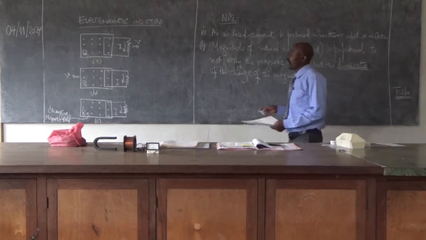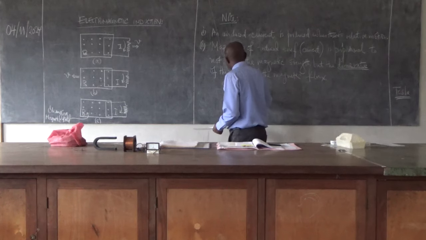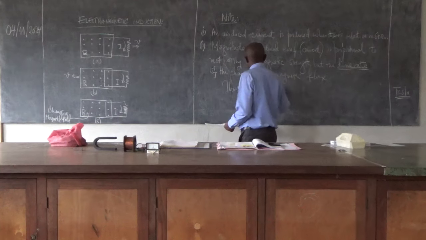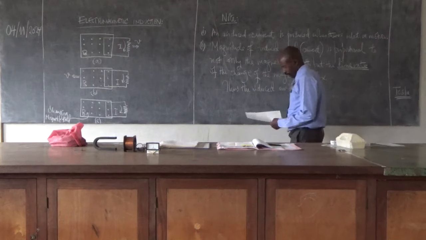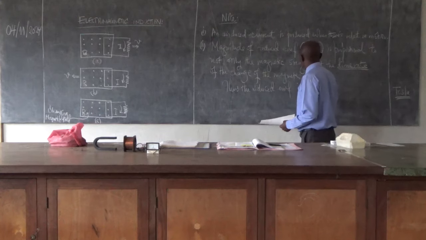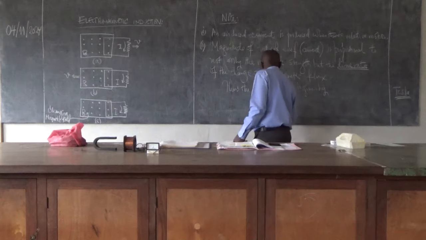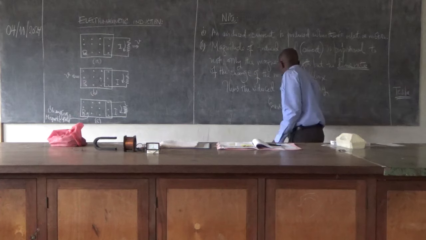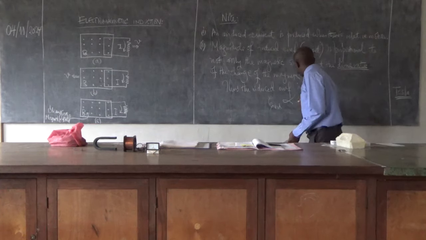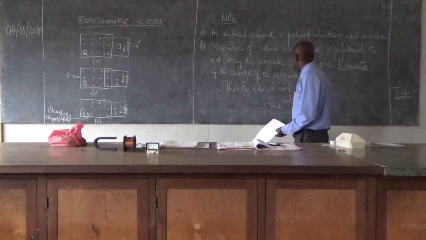So the induced EMF is given by E, the induced EMF, being proportional to the rate at which the flux is being cut.